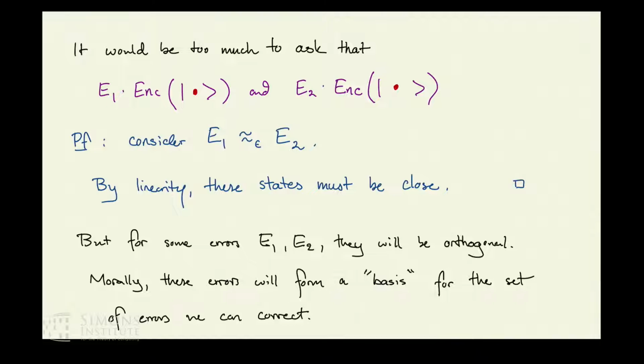But it would be too much to ask for orthogonality between E1 applied to the encoding of one vector and E2 applied on the same vector. The reason is that if those errors were basically the same, two unitaries E1, E2 just off by a minuscule amount, then by linearity of all the transformations, the angle is going to be preserved. So you're not going to be able to correct that. But we'll find that for some errors E1, E2, this could be orthogonal. If there's some notion of distance between E1 and E2, the encodings have to have that same distance. But if the errors are far or orthogonal, then we might get orthogonality. And later we'll see that the errors under which they are orthogonal form a basis for the set of errors you can correct. Okay, questions?